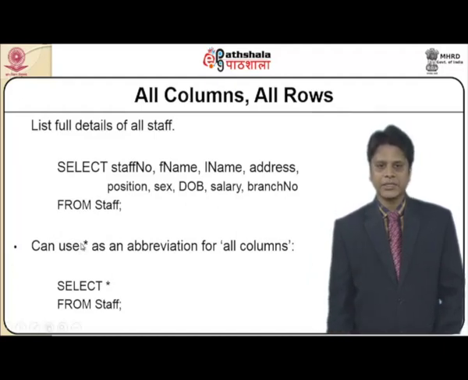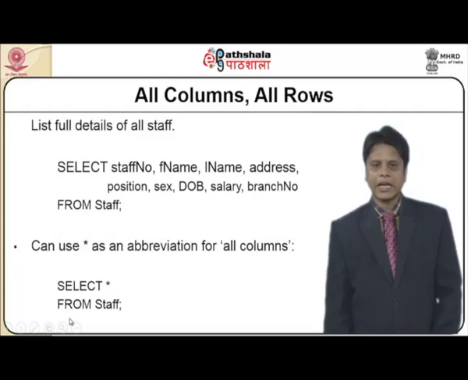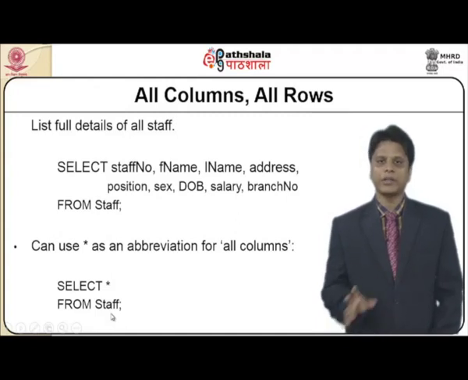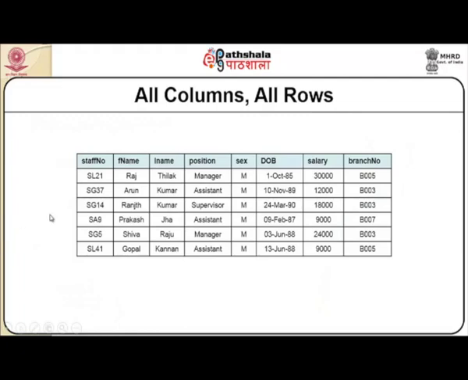So we can use a star as an abbreviation for all columns. SELECT * FROM Staff would simply mean that all columns and all rows of that particular table will be retrieved. So this is the table, and by simply projecting the command SELECT * FROM Staff, we would have listed out all the values in this format.